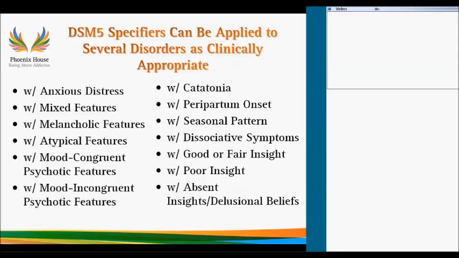You can have a specifier of catatonia, the seasonal pattern. One of the things that's new is with good or fair insight. I can tell you that that's not a specifier that can be applied to substance use disorders, but it is a specifier that can be applied to things like hoarding. And absent insight with delusional beliefs, and so on and so forth.